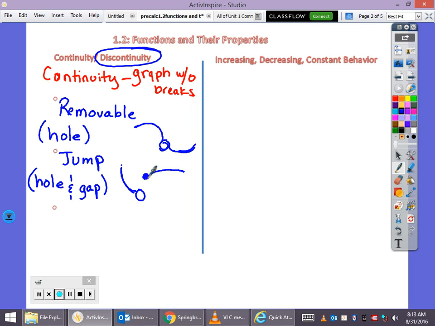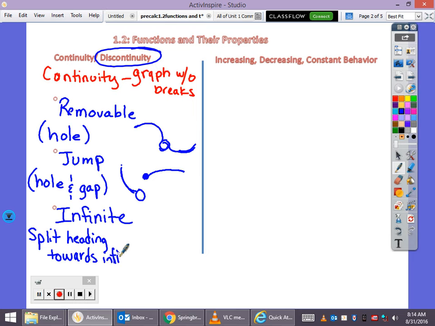And our final type is similar to a picture on last night's homework. It's infinite, okay? So infinite is when the graph splits and each one of them heads towards infinity. It's a split heading towards infinity. So if you look at last night's homework, we had a graph that looked like this, where we have 2 curves, the graph is split, and each graph is heading towards some form of infinity.